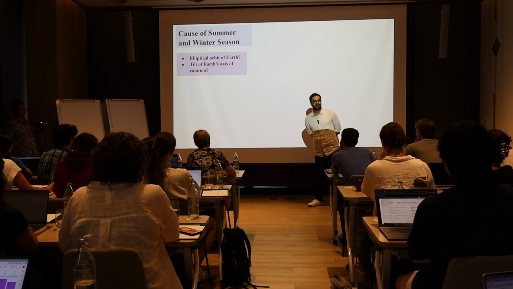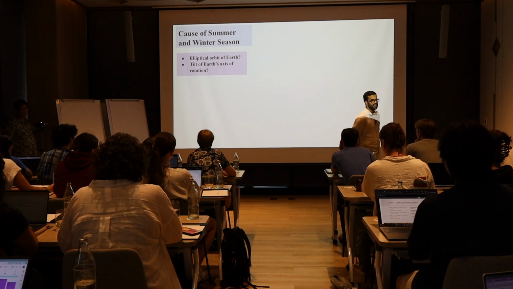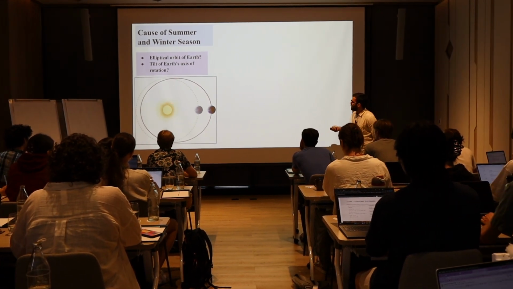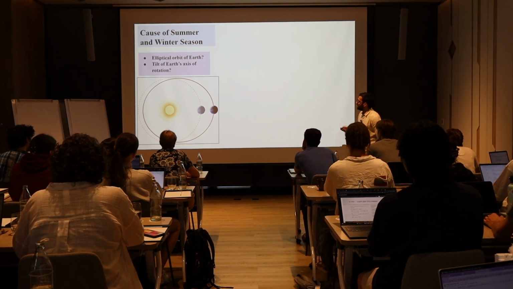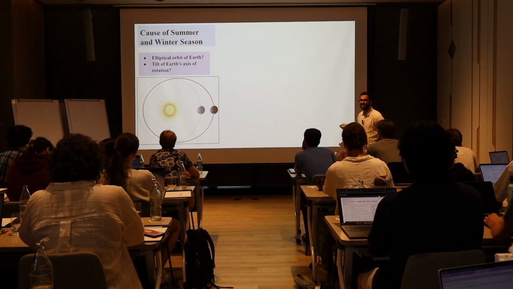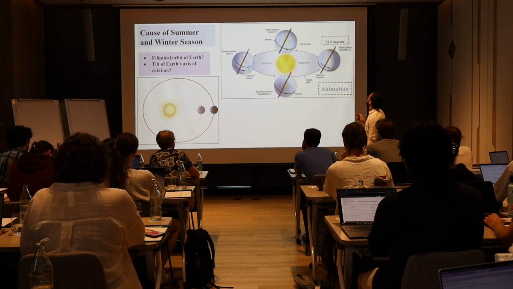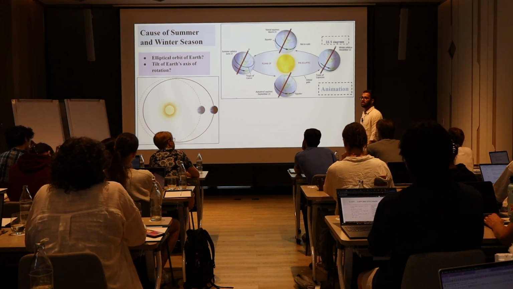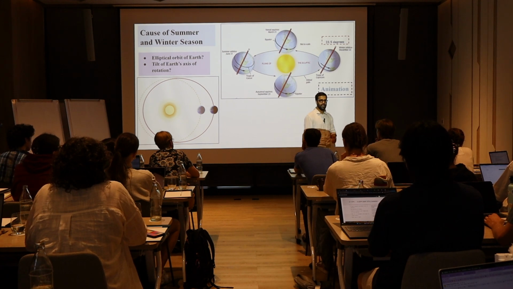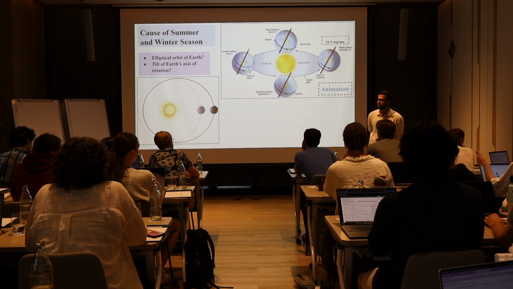Any other thoughts? Is it the elliptical orbit? We know that the earth doesn't revolve in a circular form, it's an elliptical shape, right? Or is it the 23.5 degree tilt of the earth? What is it that causes the seasonality of winter and summer? Is it both? Yeah. Okay.